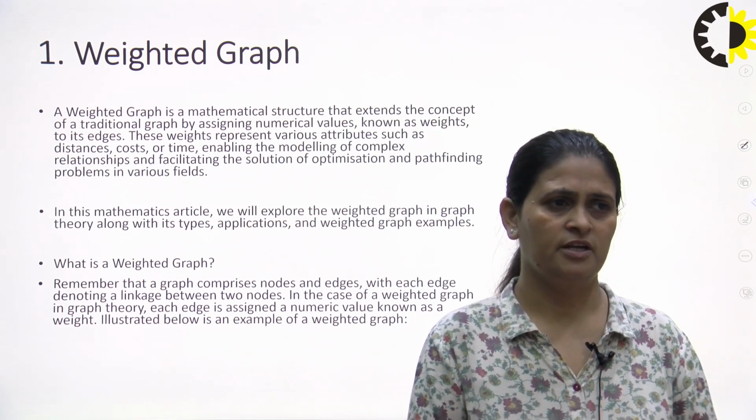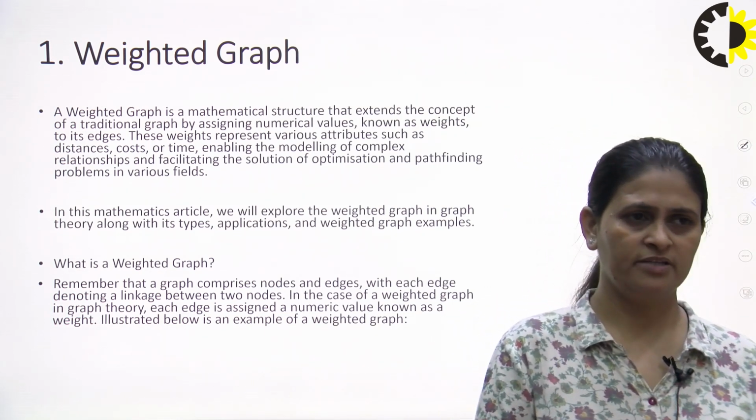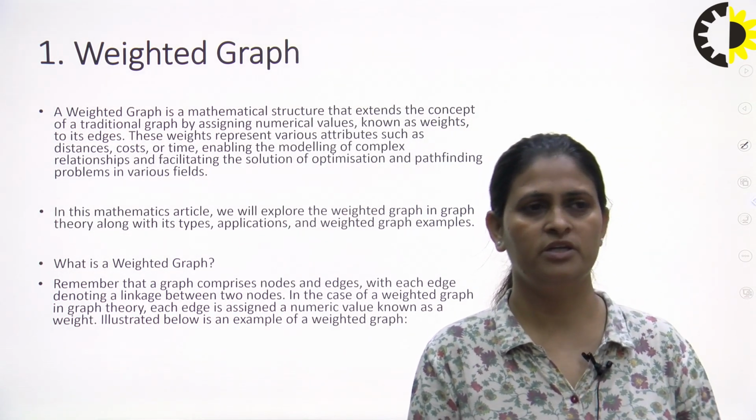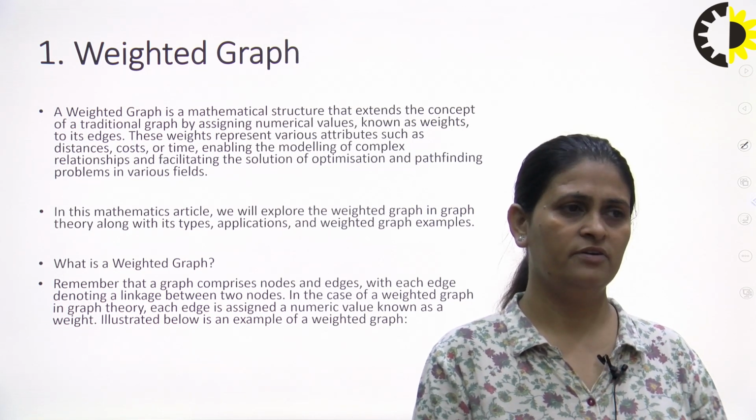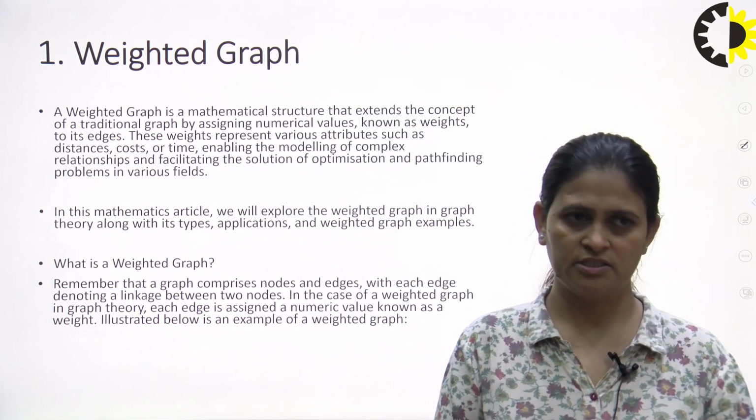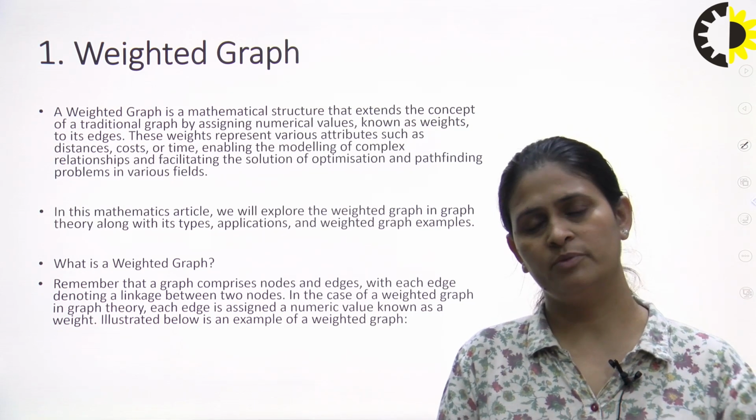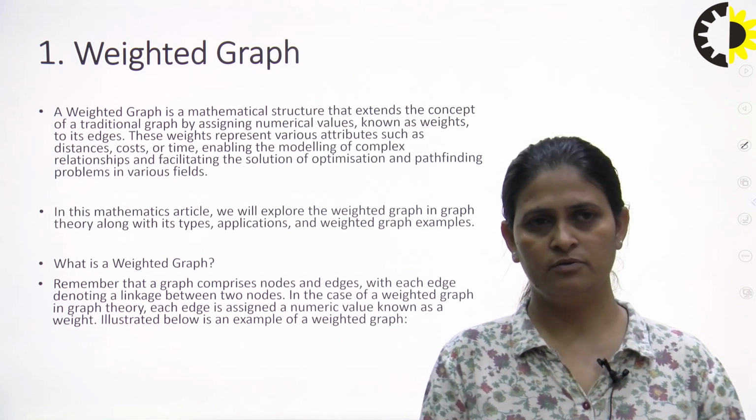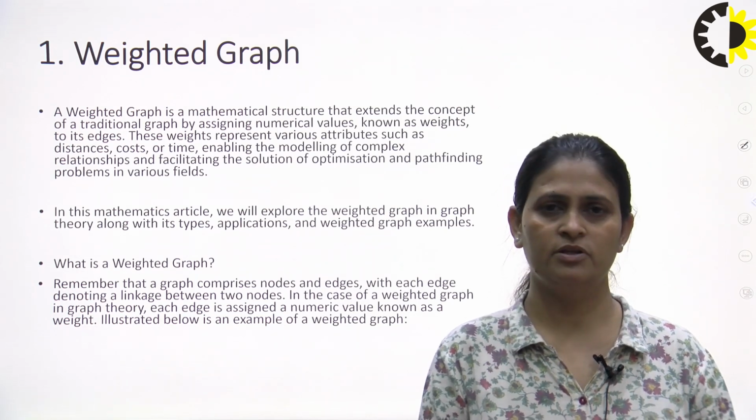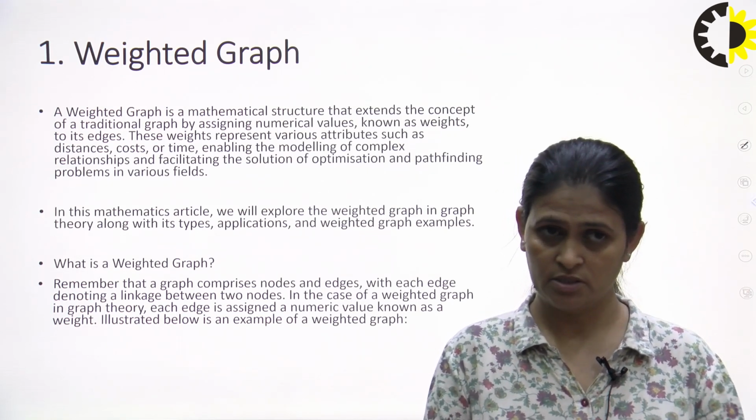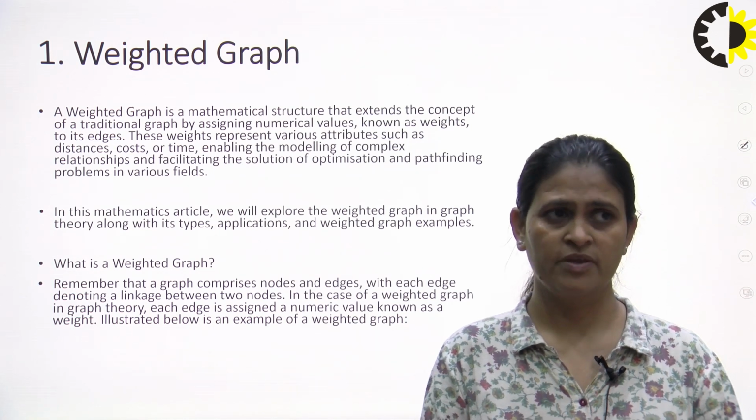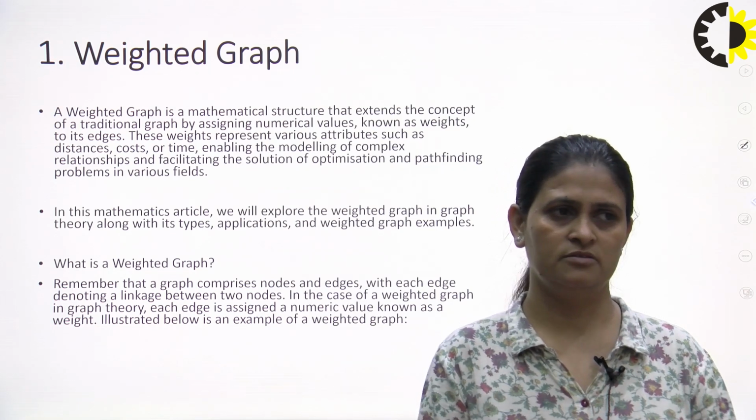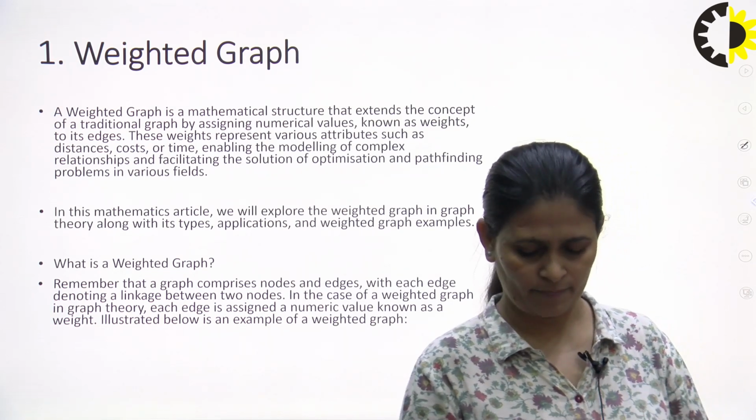Then what is a weighted graph? Remember that a graph comprises nodes and edges, with each edge denoting a link between two nodes. In the case of a weighted graph in graph theory, each edge is assigned a numerical value. The numerical value we call a weight. We keep the numerical value on the edge between the two nodes. It is also called a cost, distance, or time, etc.